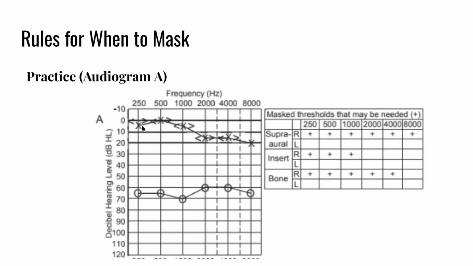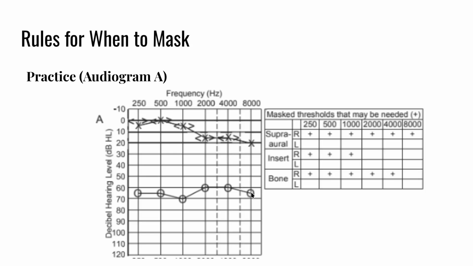That exceeds our 40. Here we look at 65 at 500 minus 0, that's 60, exceeds 40. Here at 1000, 70 minus 5 is 65, that exceeds 40. 60 at 2000 minus 15, here's a trickier one. 60 minus 15, that's going to be 45, still need to mask. Here's 60 at 4000 minus 15, still need to mask.